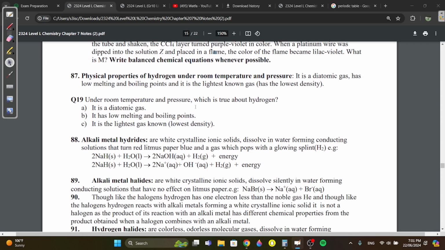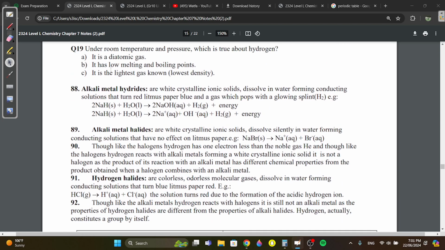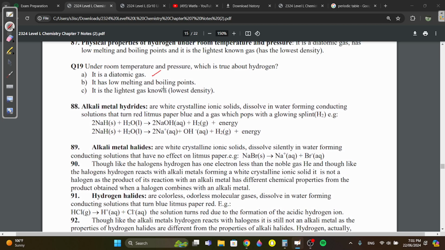Question 19. At room temperature, what is true about hydrogen? It's a diatomic gas. Yes, it has low melting and boiling points. I don't know, does it? Yes, okay, it does. It's up here. It's the lightest known gas. Okay, yeah, this is easy.